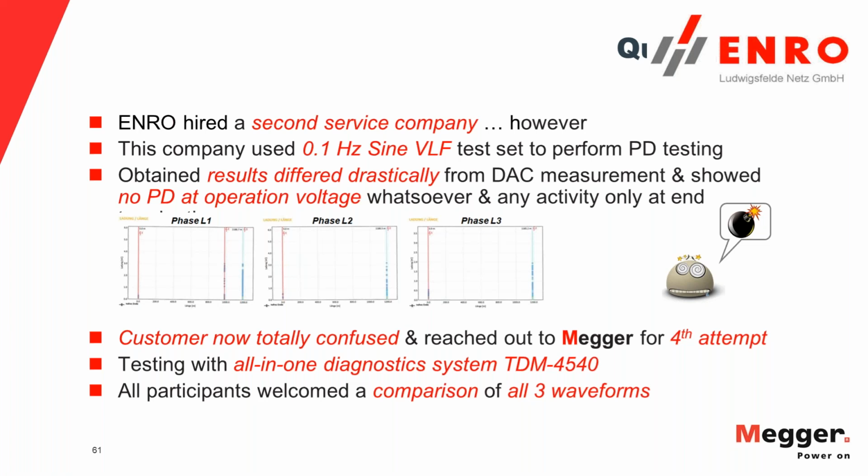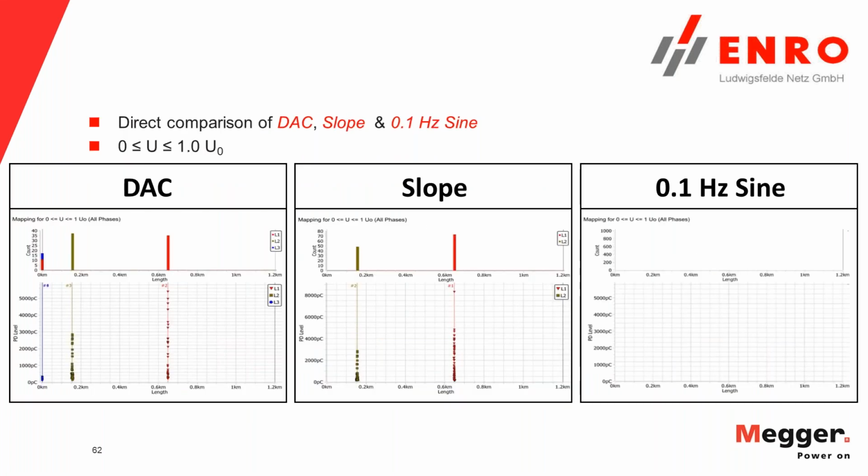So we were in the area, and they asked us, hey, please bring your test van. That test van has a test system installed that's called TDM4540, and it has all three waveforms. It can do sinusoidal and tan delta. It can do cosine rectangular / slope, and it can do damped AC. And they wanted to see the difference. They asked us to do a comparable measurement. And this is the measurement.